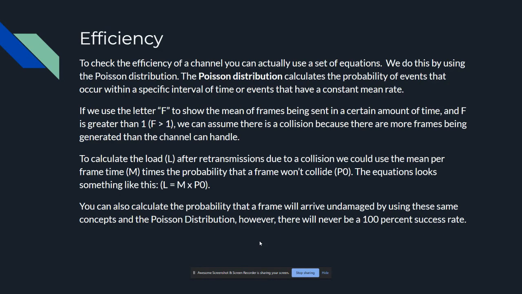And so if we want to calculate load, we can represent that using L. We would use the mean per frame time, which is the mean rate, which I said was M, times the probability, which we know is P0 in math. And so it just looks something like load equals M times the probability, and that would be the load. And you can also calculate the probability that a frame will arrive undamaged using the same concepts and using the same distribution. But no matter what equation you use, there will never be a 100% success rate because there's always going to be collisions.